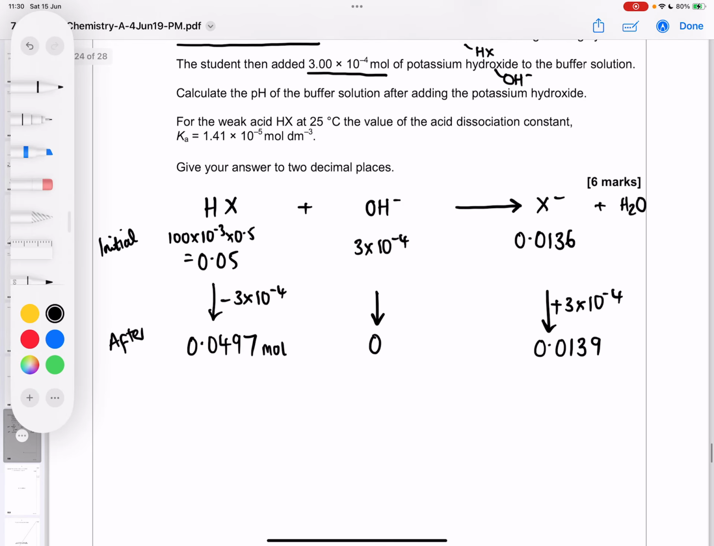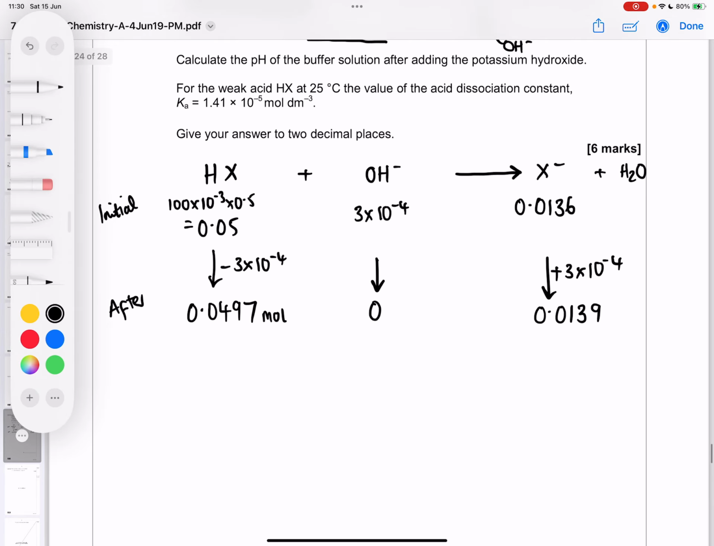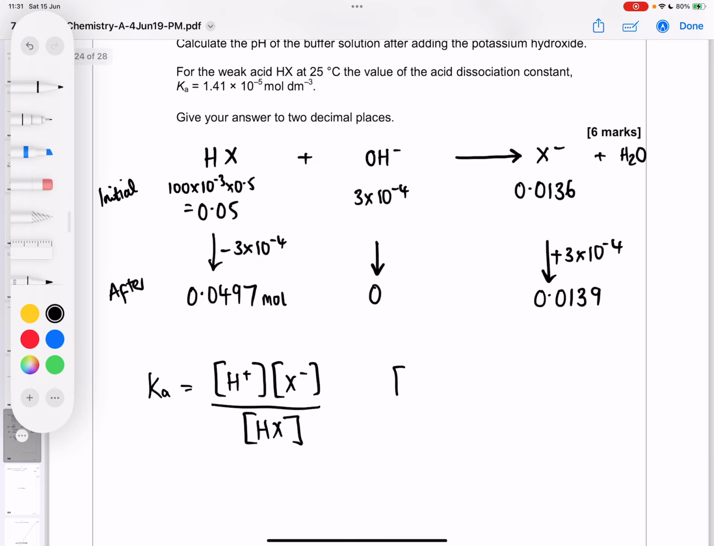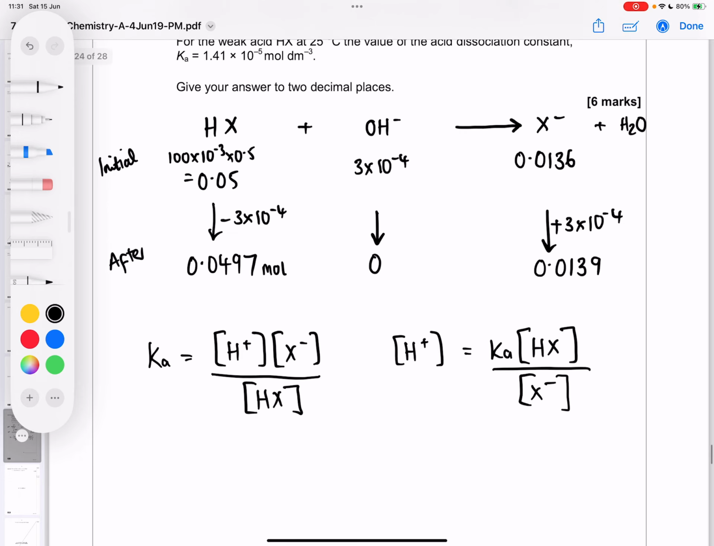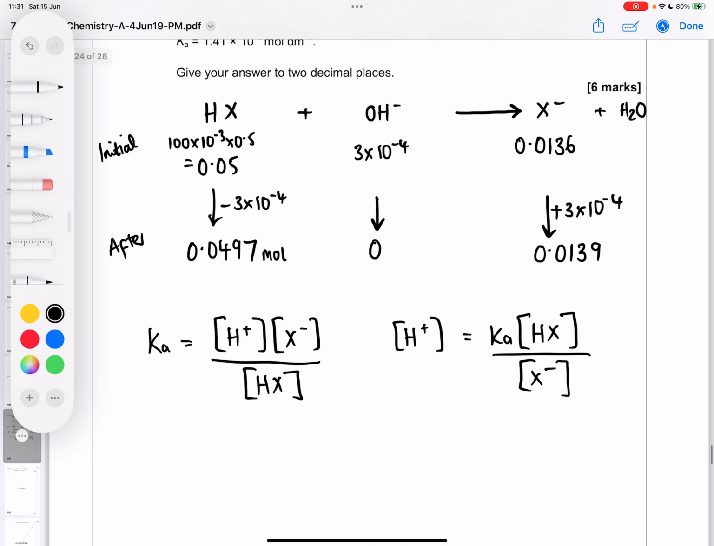Now, if we think about the Ka expression, because we've been given the Ka, it goes H plus times X minus over HX. And to find a pH, we need to find H plus. So H plus equals Ka times HX over X minus. And because it's a buffer, you can't use any squared or square rooting because the two concentrations aren't the same as each other.